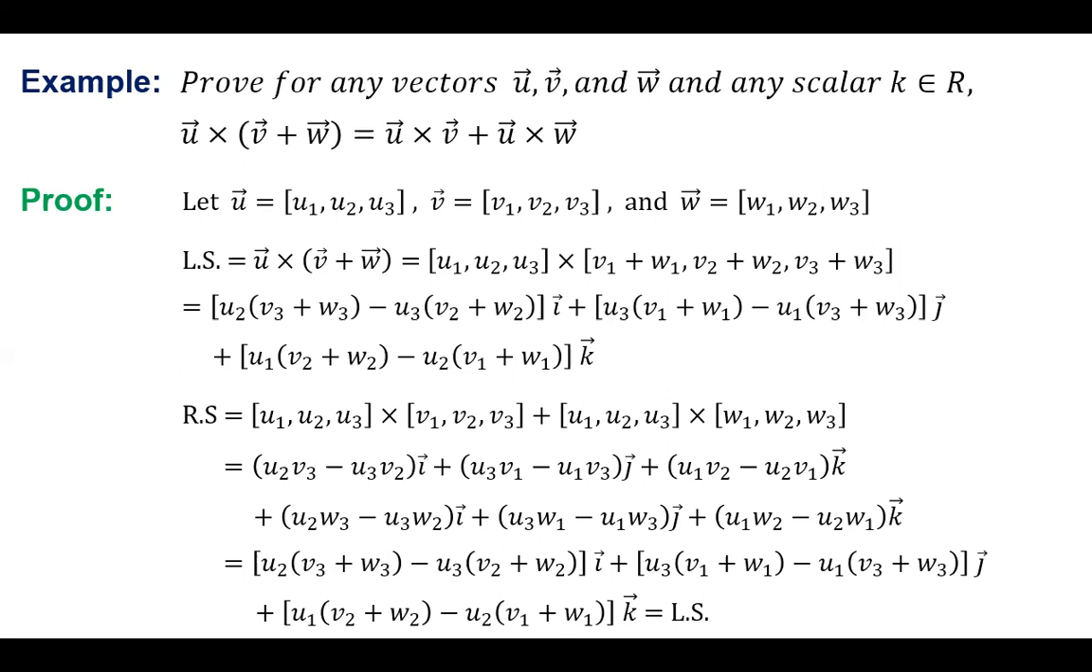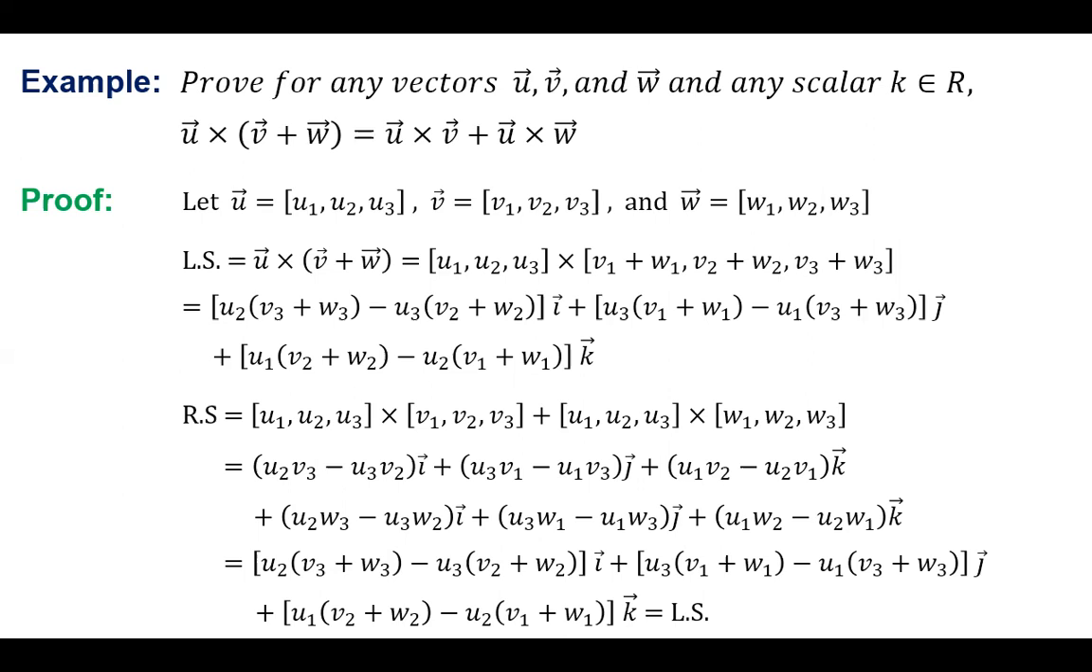The right side equals, first of all, we find the cross product between u and v, and that is (u2 v3 minus u3 v2), then (u3 v1 minus u1 v3), then (u1 v2 minus u2 v1). That's the three components, right? Then plus the cross product between u and w, which is given by (u2 w3 minus u3 w2) i plus (u3 w1 minus u1 w3) j plus (u1 w2 minus u2 w1) k. That's the three components for the second cross product. Then we can collect the like terms, right?